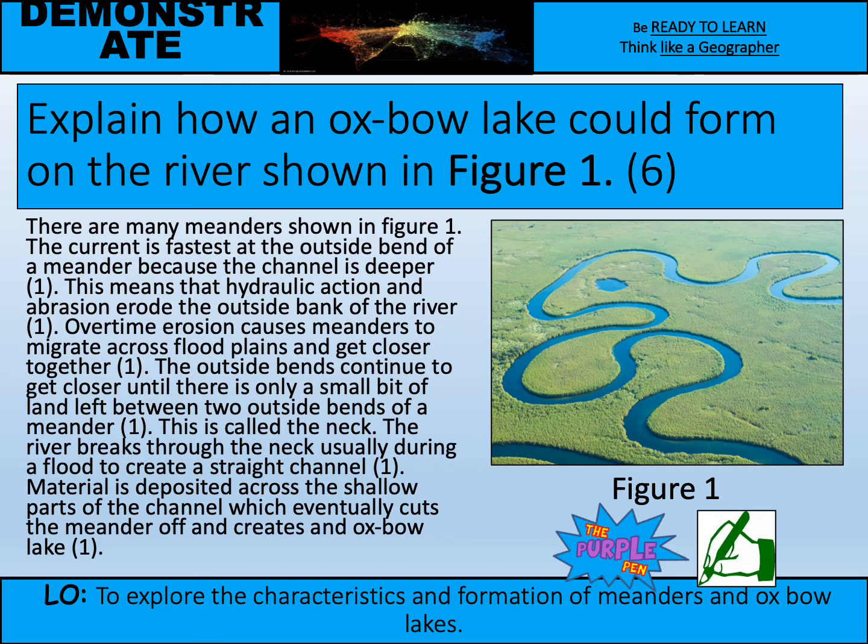Okay, so your model answer, explain how an oxbow lake could form on the river shown in figure 1. So like I say all the time for exam questions that have got figures in them, let's just bang that figure in straight away in our answer. So there are many meanders shown in figure 1. Covered that, now we need to really go through our explanation. So the current is fastest at the outside bend of a meander because the channel is deeper. That'd be our first mark.